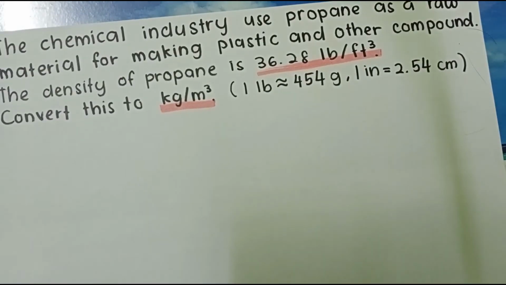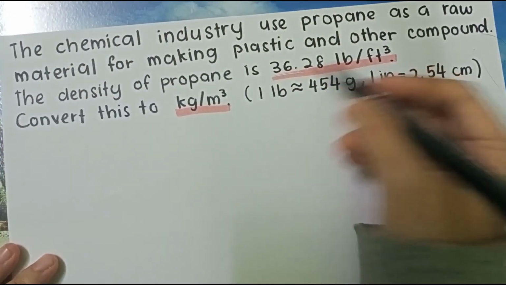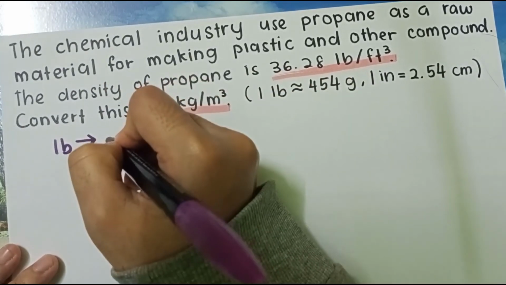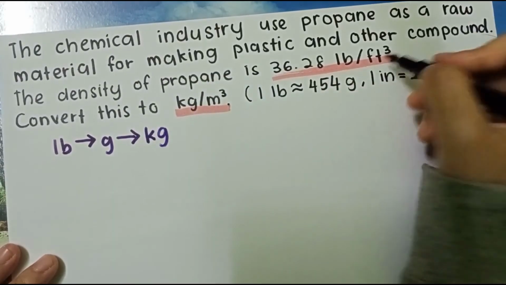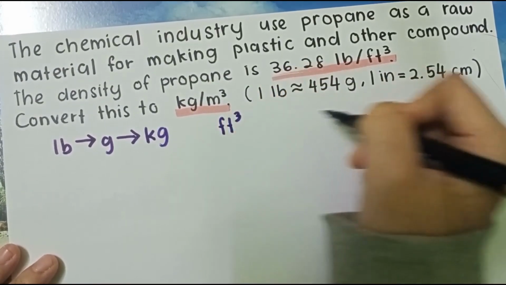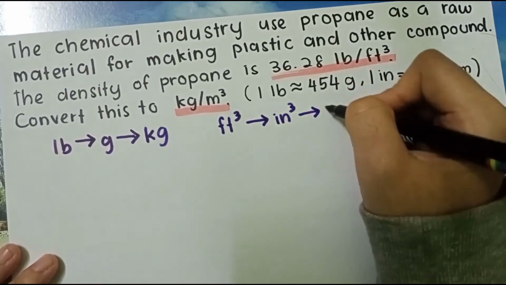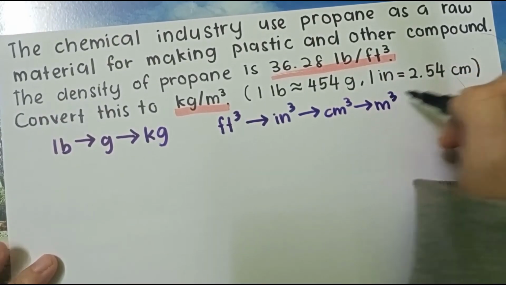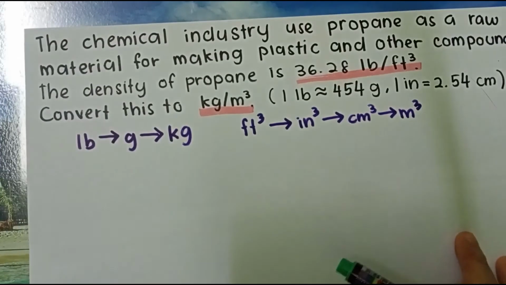Okay, next we need to plan what units we want to convert. Like this, we want to convert pound into gram and then into kilogram. After that, we want to convert cubic feet into cubic inch, into cubic centimeter, and into cubic meter. After we list it, we know what we need to convert first.